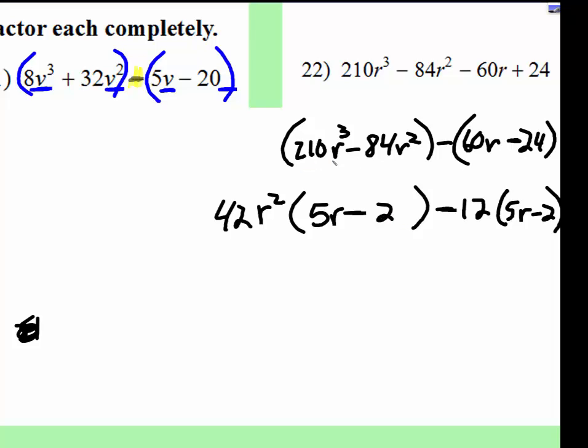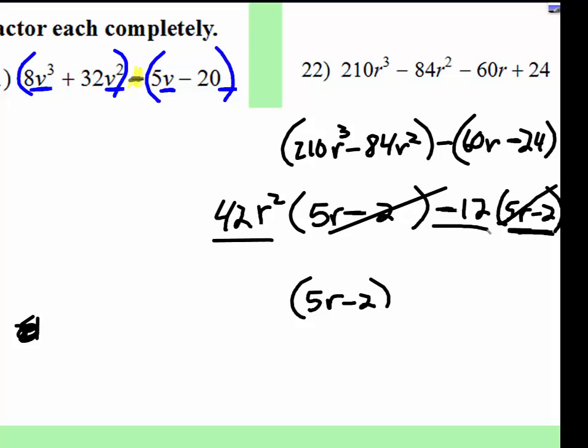So notice, I didn't want to tackle the 210 and 84, so I figured out what was going to be in here. And as soon as I knew that it was going to be 5r subtract 2, then 84 divided by 2 is what? 42. 210 divided by 5 is what? 42. So that's just a trick. So 5r subtract 2 is what they both share. And everything left, 42r squared subtract 12. All right, that's factored completely using the grouping method.